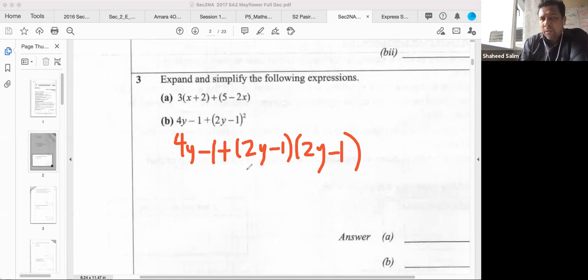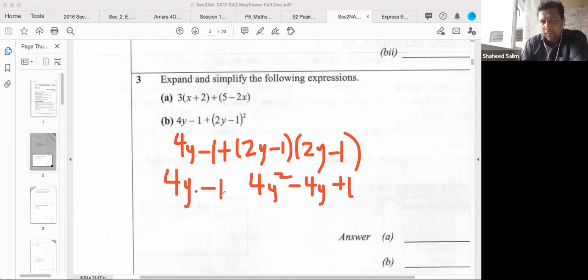So you expand out down here, you get 2y times 2y, 4y squared. And then you get minus 4y. I'm summarizing it for you. Simplify it for you. Minus 4y plus 1. So down here now you have 4y minus 1 plus. There is no y cube. So this 4y and minus 4y can cancel. Plus 1 minus 1 can cancel. You're left with 4y squared.